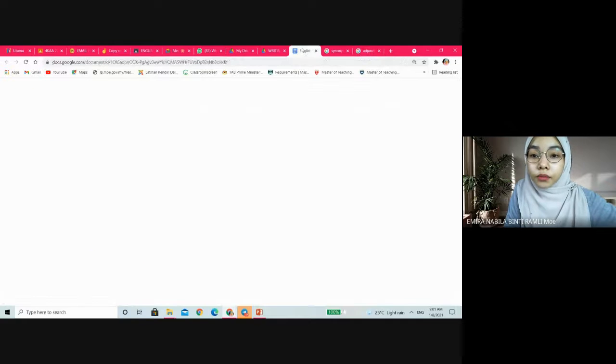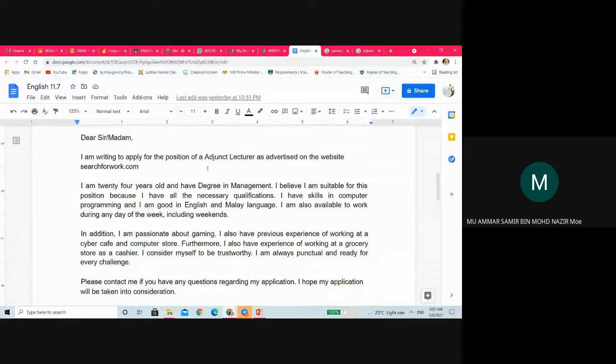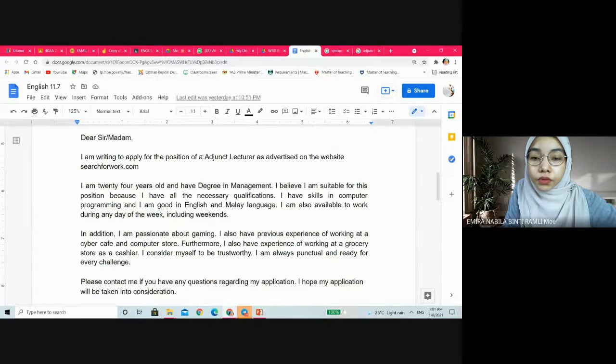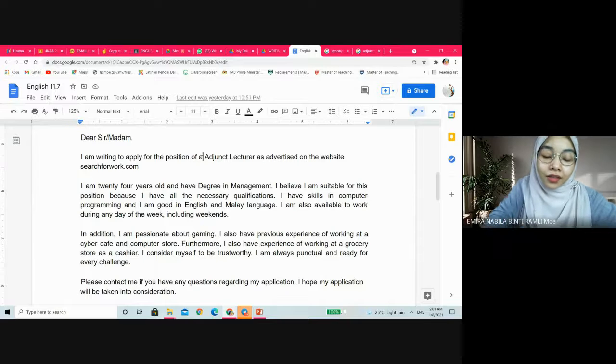Okay, my question probably to Muammar Samir and the rest of you right now. First paragraph, we'll look into it one by one so that we can check berapa markah Muammar Samir ni. So I'm writing to apply for the position of adjunct lecturer. You nampak tak adjunct start dengan A, Muammar Samir? A kan? Yes, teacher. So what do you think is the article here that's supposed to be? So did we discuss this last week? Kita dah bincang kan last week?